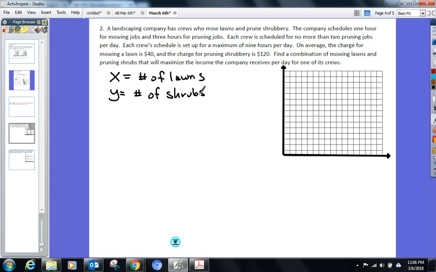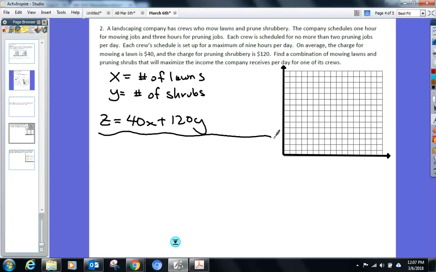So what's Z going to be equal to? If we keep with the same variables, 40X plus 120Y. Restrictions. It's going to be the tough part for us. What restrictions do we have? Start with any of them.